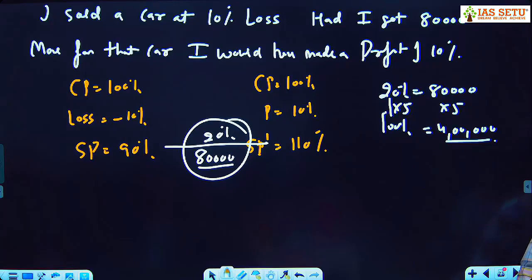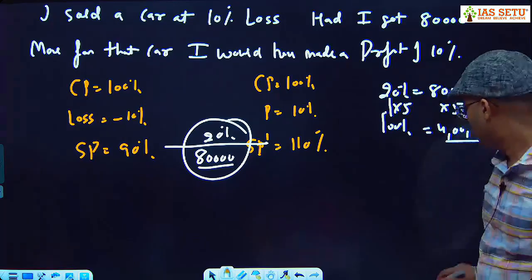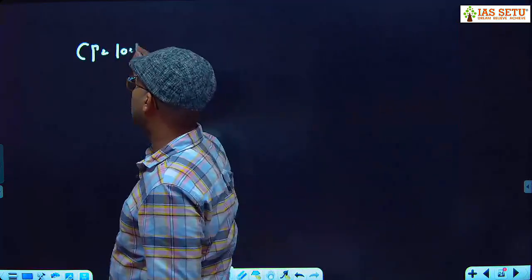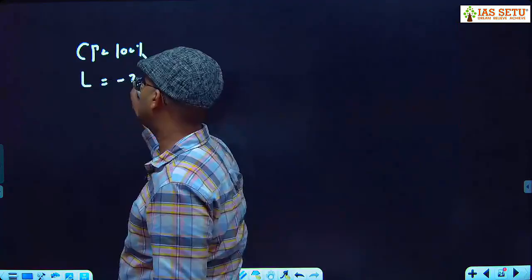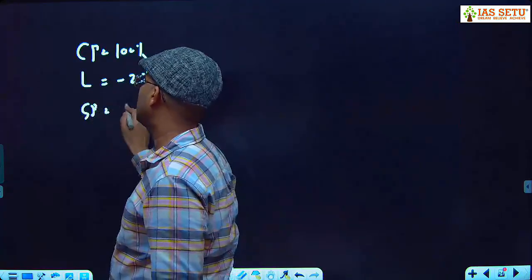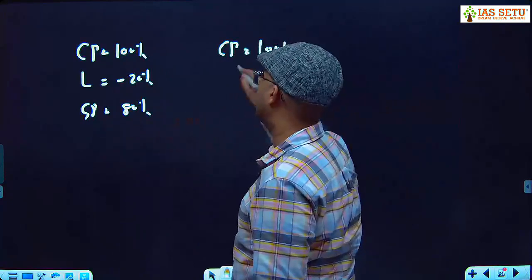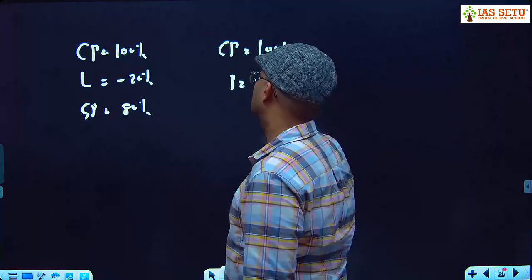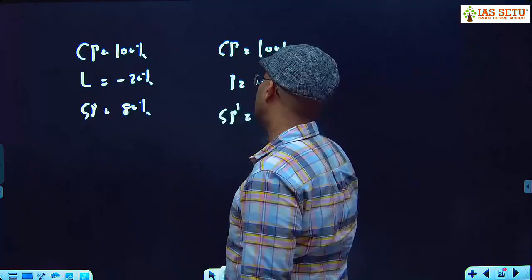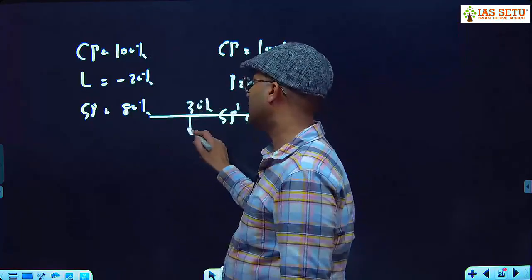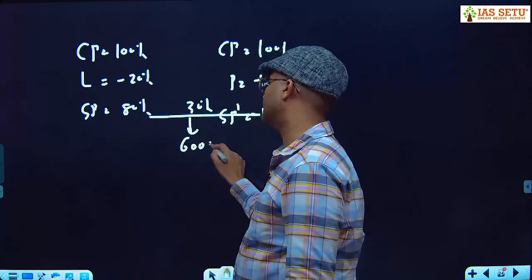क्या आंसर आ रहा है 20,000. See here, cost price we take 100%. Earlier there is a loss 20%, so selling price 80%. But next time we make a profit 10%, so new selling price become 110%. So there is a difference of 30%, and there is a difference of 6,000 rupees.